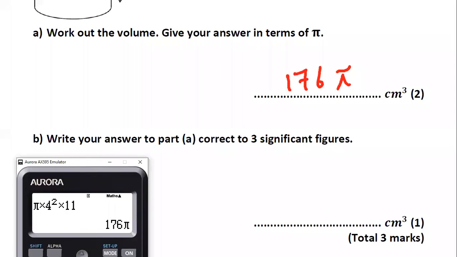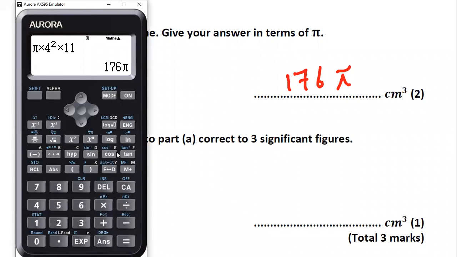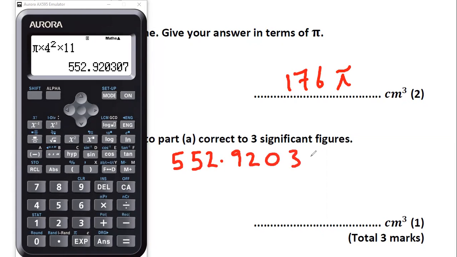Right, moving to part B, it says write your answer to part A, correct to 3 significant figures. First of all, I need to see what number do I get if I press F to D button. Right, so I can see that I get 552.920307 centimeters cubed. Right, so I need to round it to 3 significant figures.